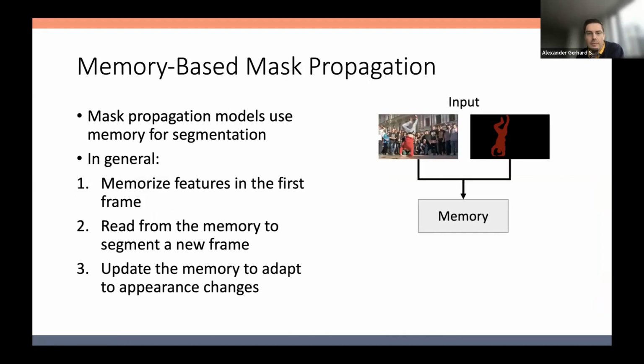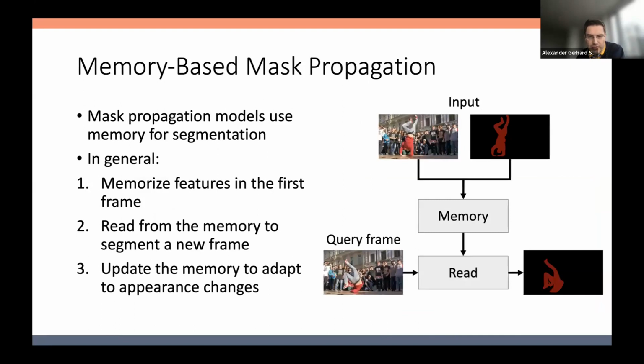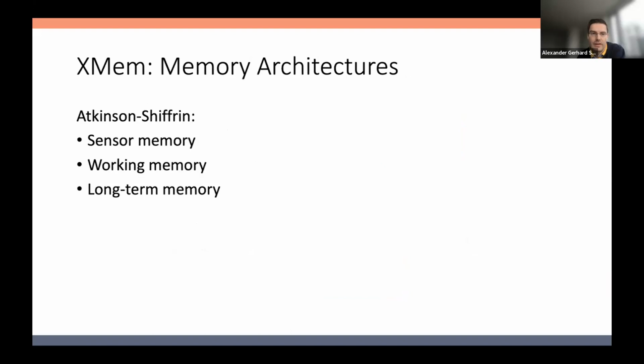So in general, we take frames, we memorize features from the first frame, we read the memory to segment new frames. And then once we have segmented the new frame, we take this information that we obtained and write it back to the memory and keep on updating the memory.